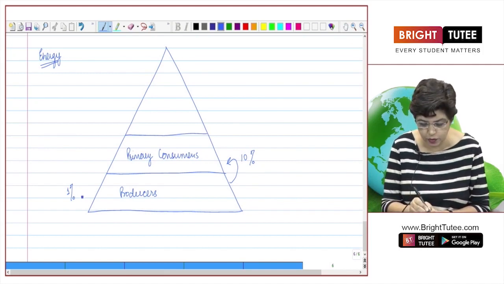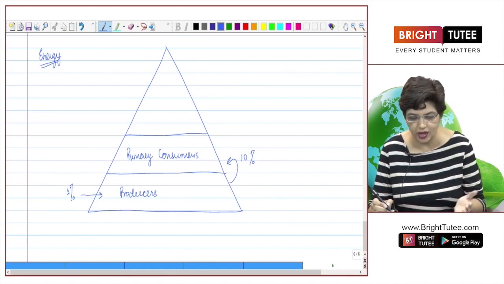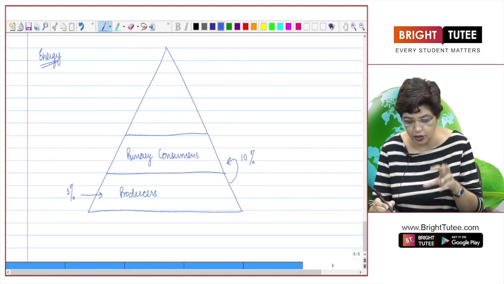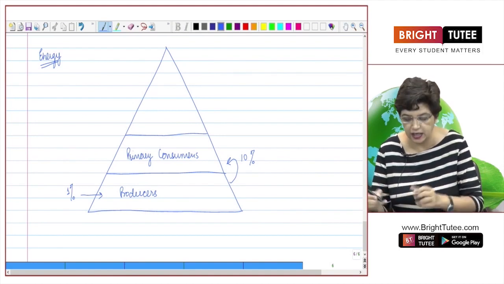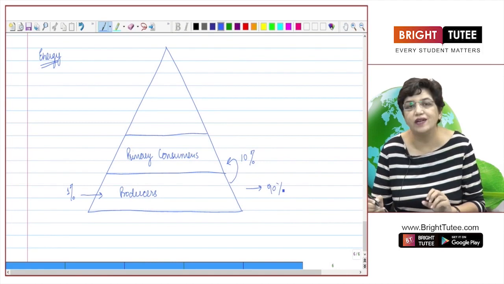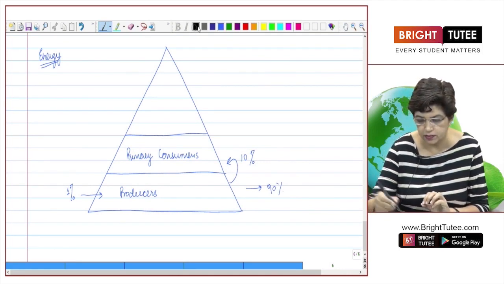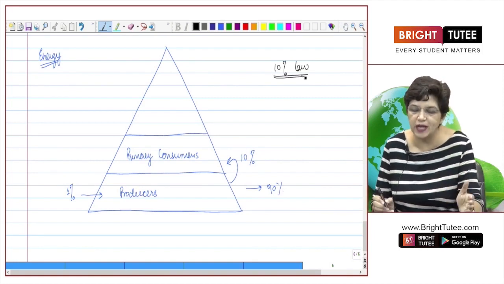So plants absorbed 1% of the solar energy and the rest was lost into the environment. 10% of that absorbed energy became their body and the rest 90% was lost to the environment. This is called the 10% law. It is very important, the 10% law. I'll explain it with an example.